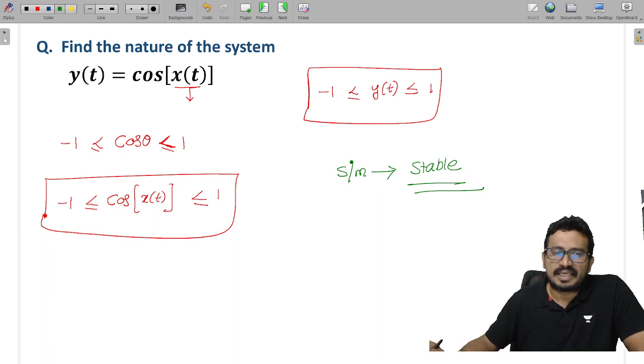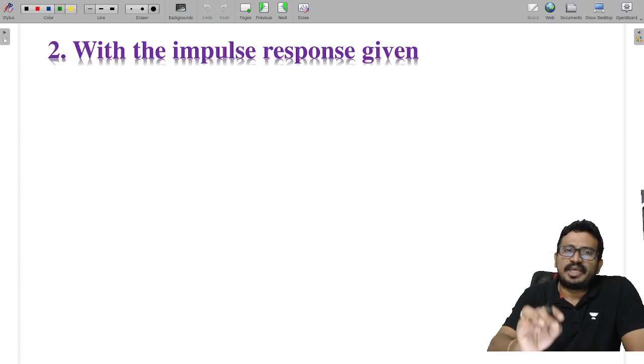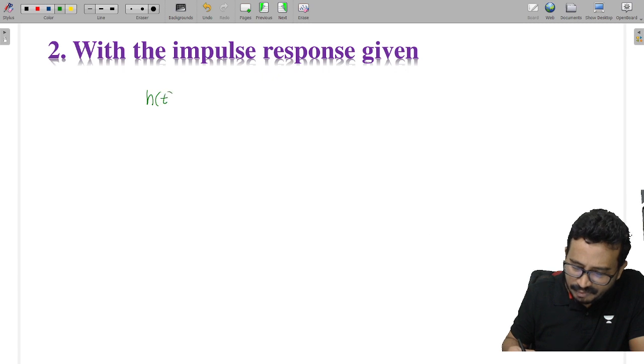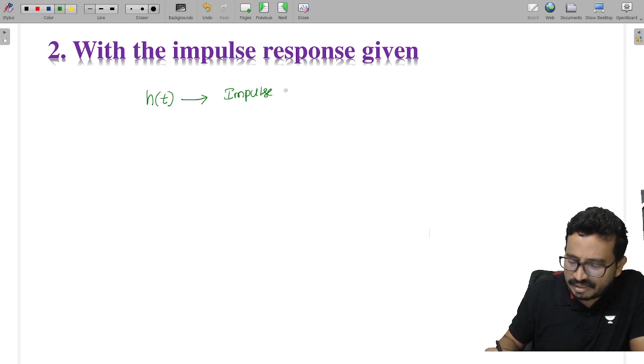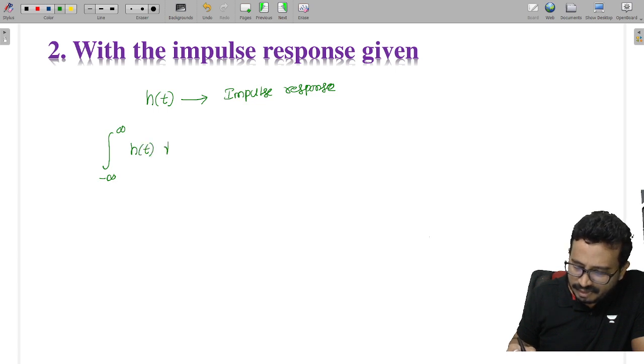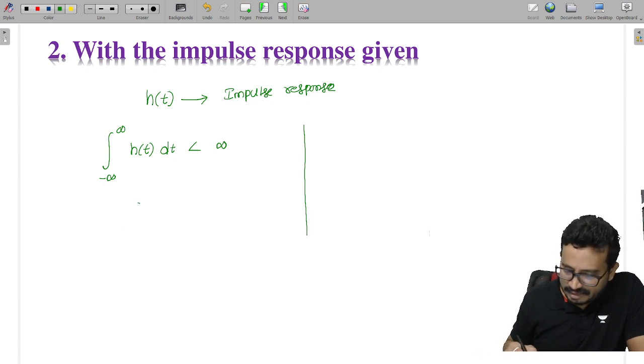In this manner, we will analyze the stability of a system if the input-output relations are given. Now let's see the next thing. When the impulse response is given, impulse response means h of t. When h of t is called the impulse response of the system, let us see how we can do this. If the impulse response of the system is given, and the integral from minus infinity to plus infinity of mod h of t dt is a finite value, less than infinity, then I can say the system is stable.